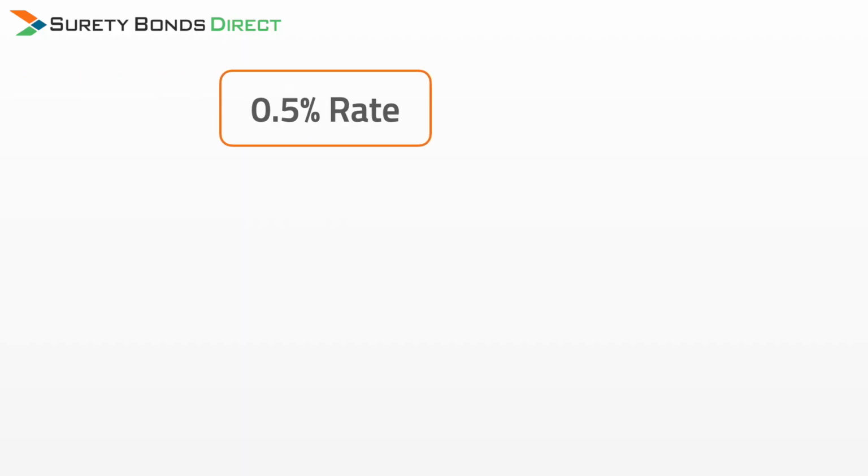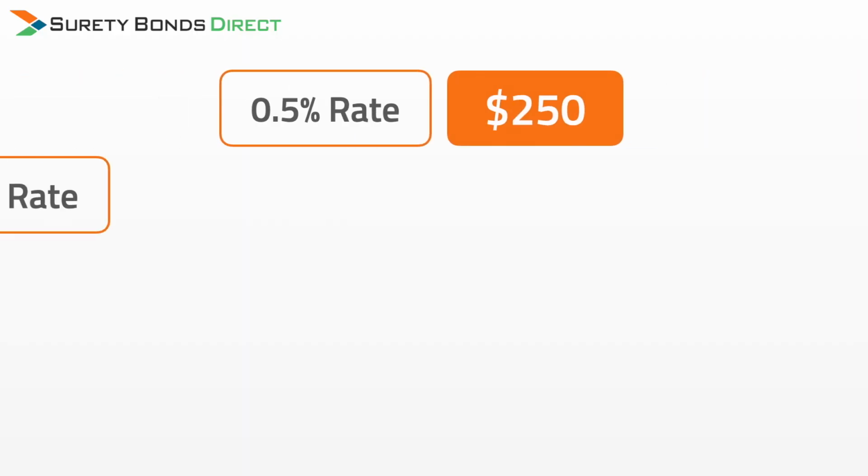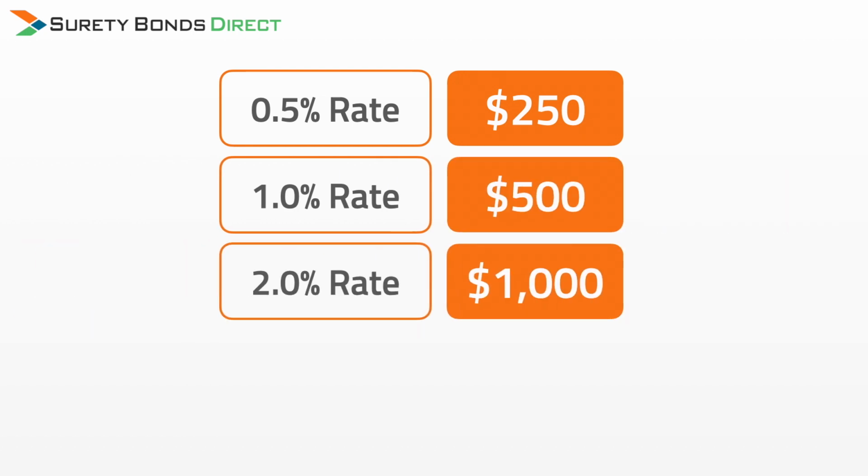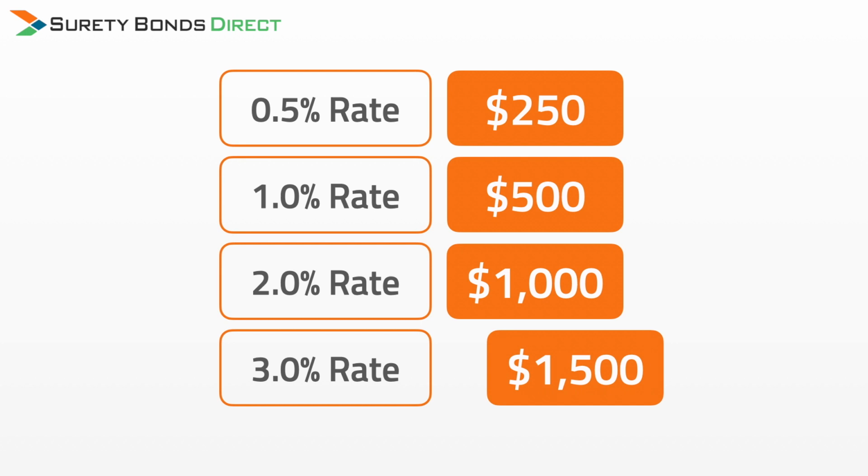And what I want you to pay attention to is just how a 0.5% to 1% can make a huge difference in the price. This is going to allow you to potentially save hundreds of dollars. A 0.5% rate costs $250. A 1% rate costs $500. A 2% rate costs $1,000. And a 3% rate costs $1,500. So as you can see, a lower rate, it's a big deal. It can save you a lot of money.